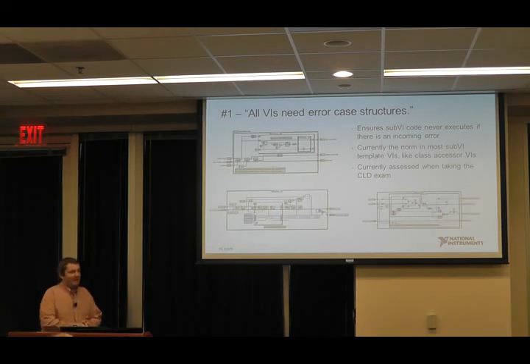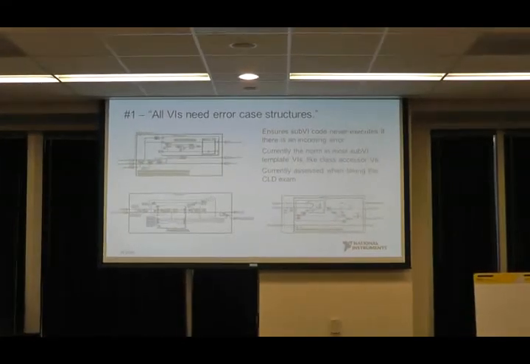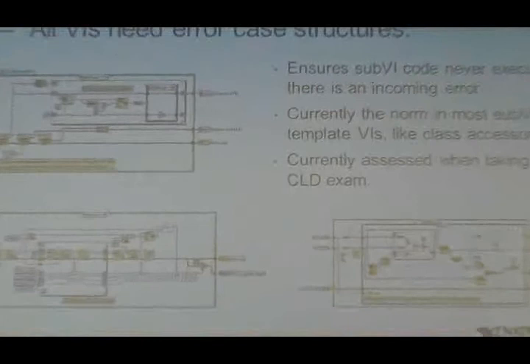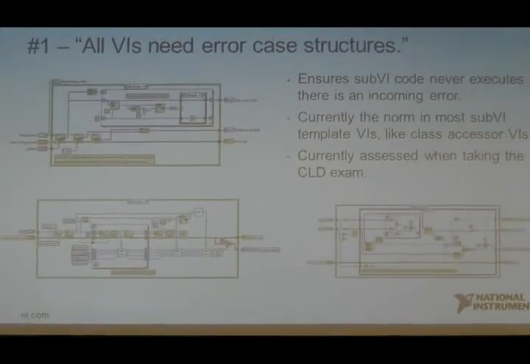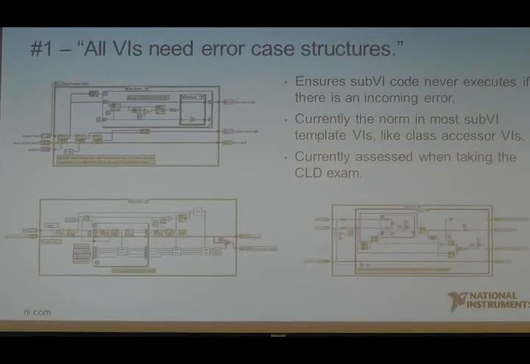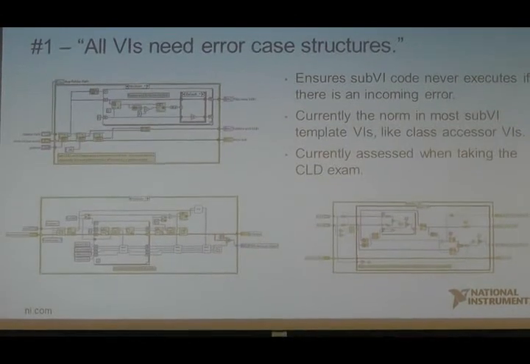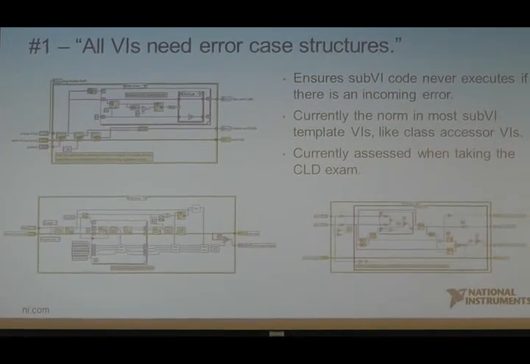Number 1: every single VI that you write with error in and error out needs a case structure around its contents. Why do we do that? That is something that we all just brainlessly do. Open a VI, drop an error case structure, or open a template and it's probably already there. Why do we do that?